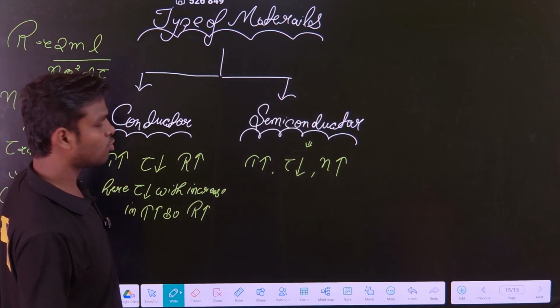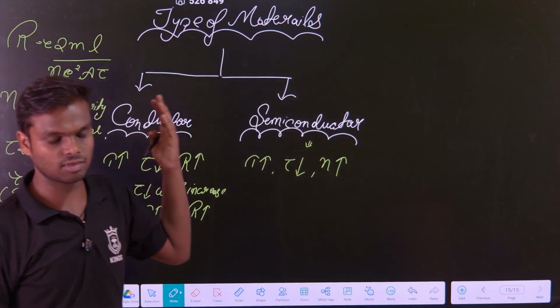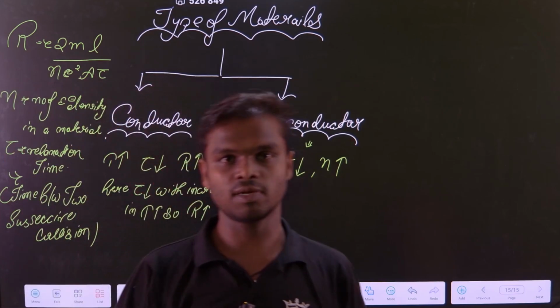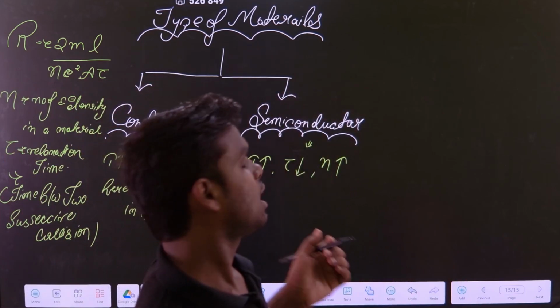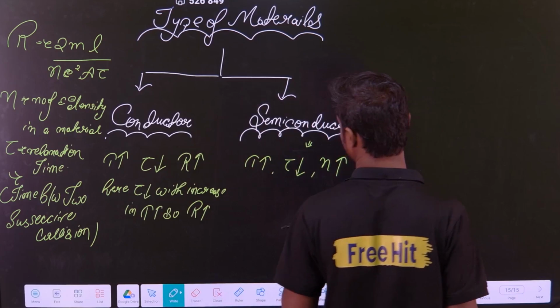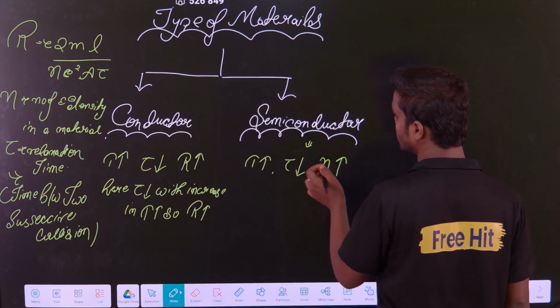So how do we conclude regarding the resistance? Because one thing is increasing, one thing is decreasing. Which one is more dominant? That will give the major result. Whether n is dominant or tau is dominant. Answer is n is more dominant here.